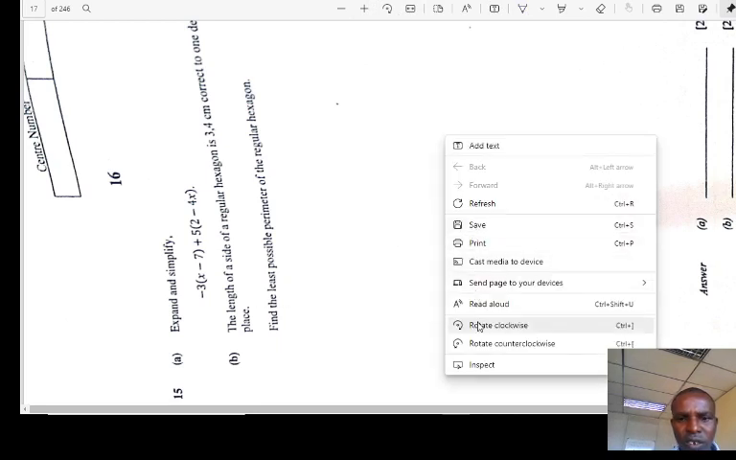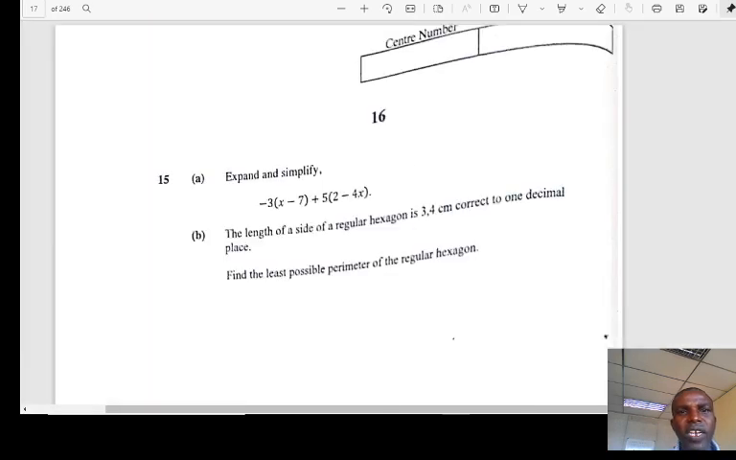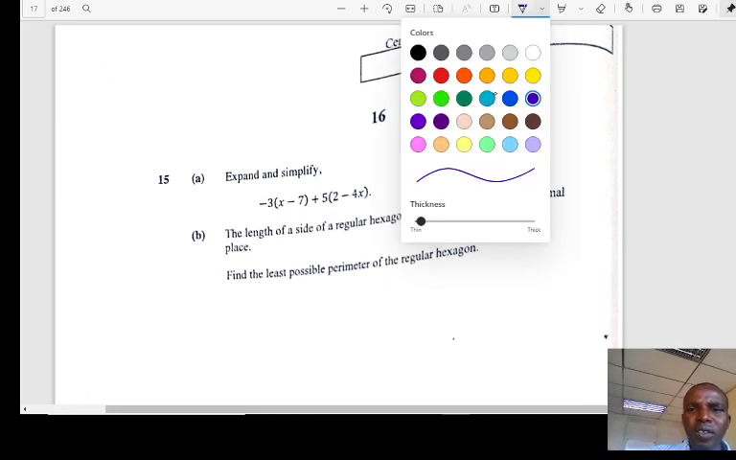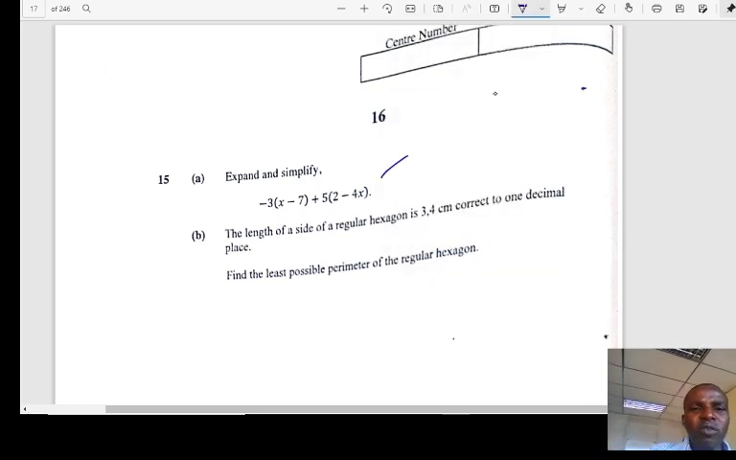Right, let me rotate this one. Right, question number 15, it reads, expand and simplify. This one, I just see. So this one, just remove the brackets. Multiply everything outside the bracket with everything inside the bracket.